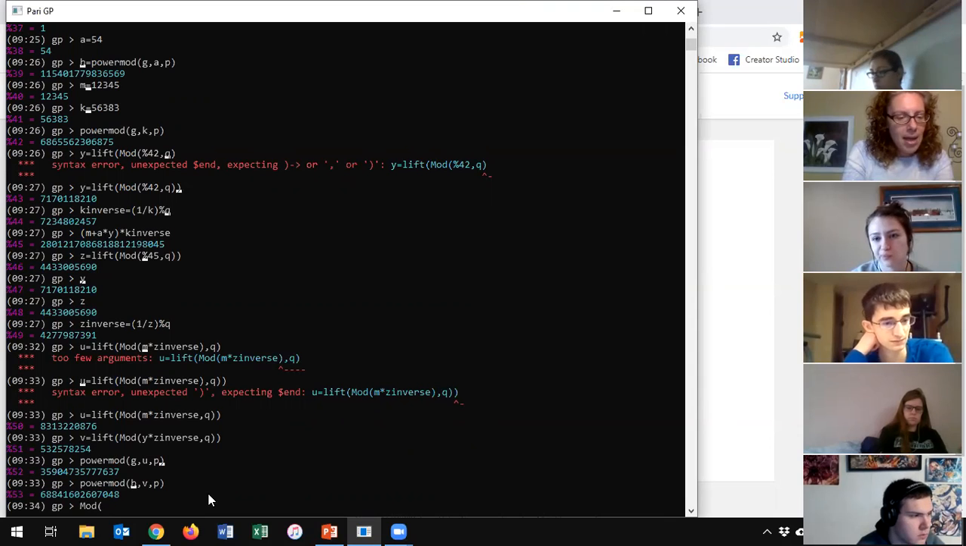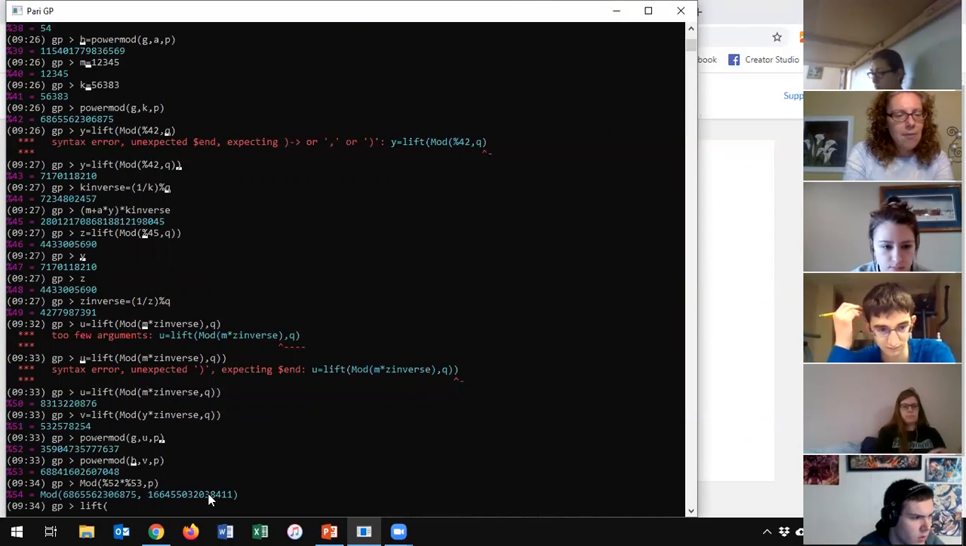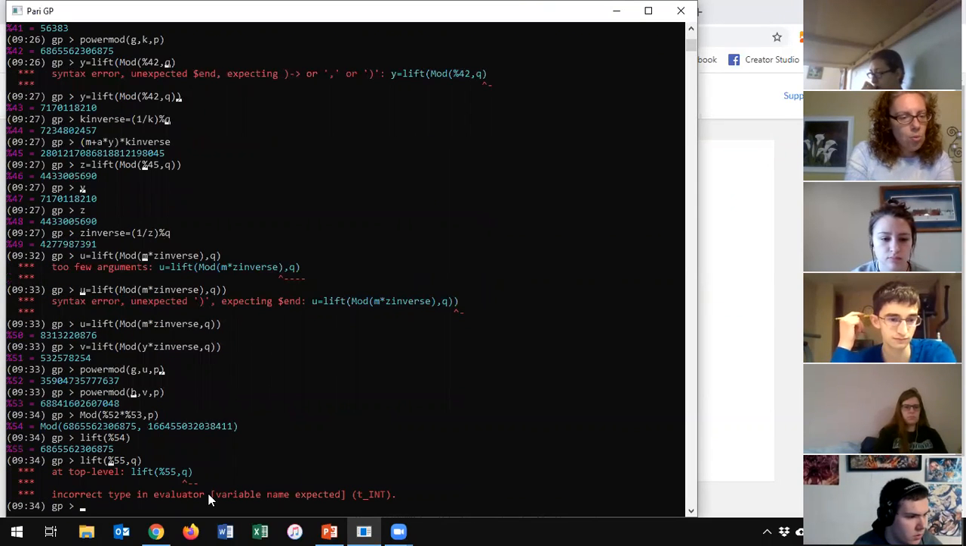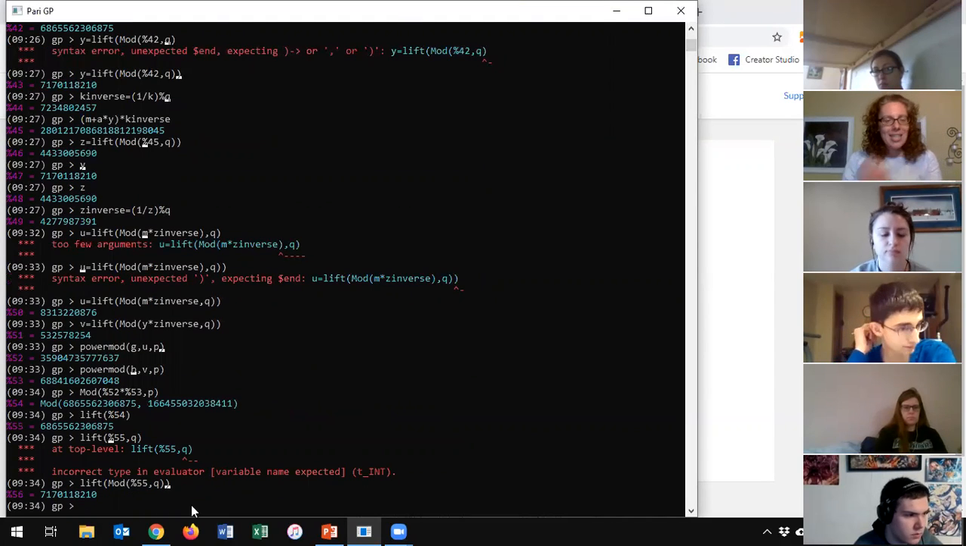So we want to do a mod of %52 times %53 with P. Let's lift that answer to get an actual number. Lift %54, and then I need to mod that by Q. So we'll do a lift again, %55 modded by Q, and I did not put a mod in there. That's a problem. And we'll get my parenthesis at the end. What is that supposed to equal? I'll type in my value and see if it actually works. That's supposed to be equal to?